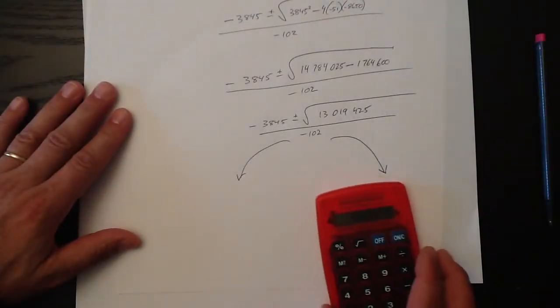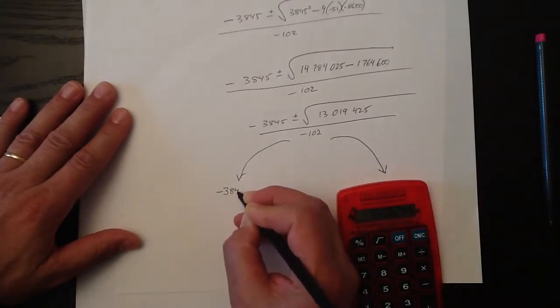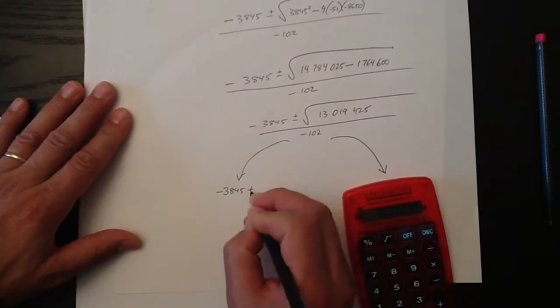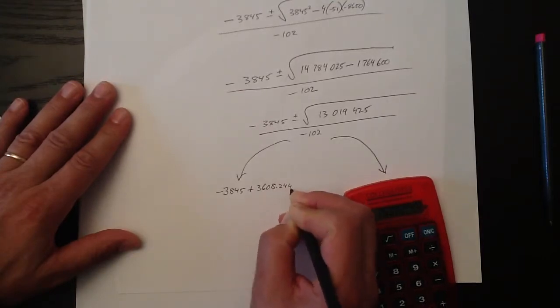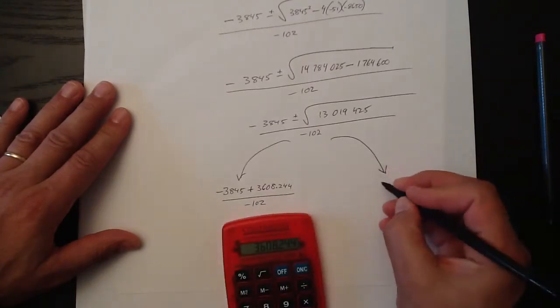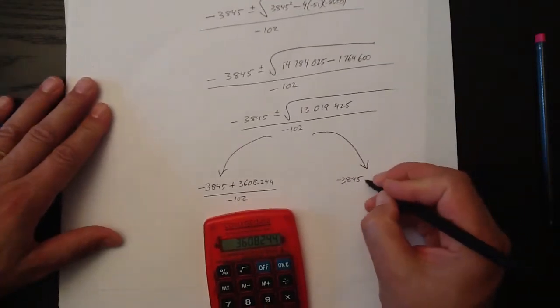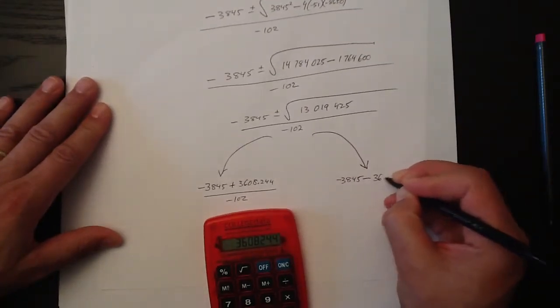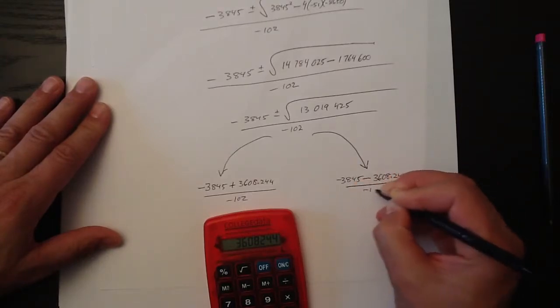So here we have the square root, which is negative 3845 plus 3608.244 all over negative 102. And over here we have negative 3845 minus 3608.244 all over negative 102.